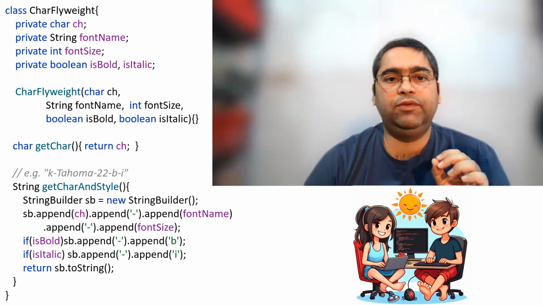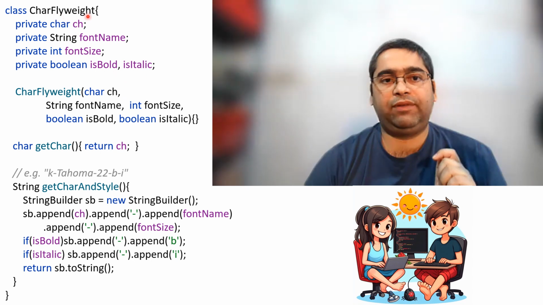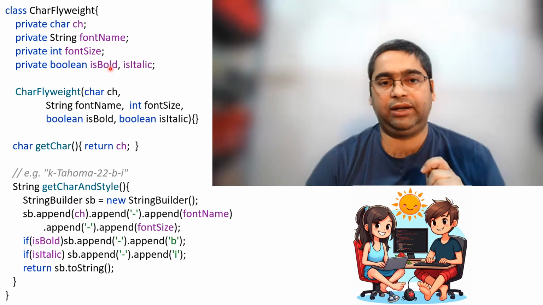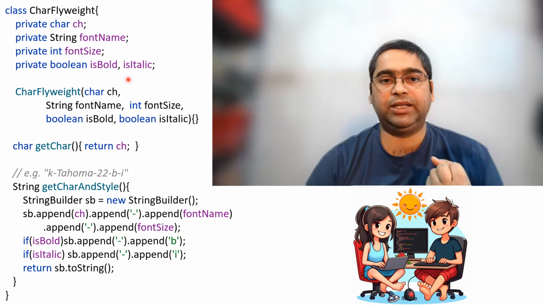The first thing which we need is a flyweight object, which will keep all the constant data. So we have the CharFlyweight class, which keeps the character, font name, font size, whether the character is bold and whether the character is italic. So these are the parameters which we will keep as intrinsic data, or the constant data which will be shared across objects.